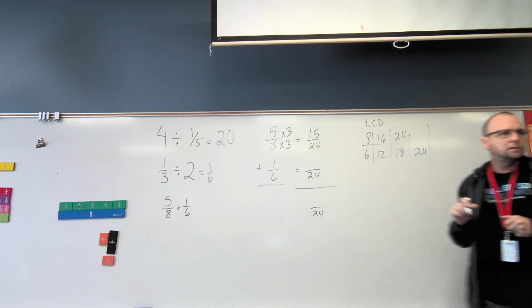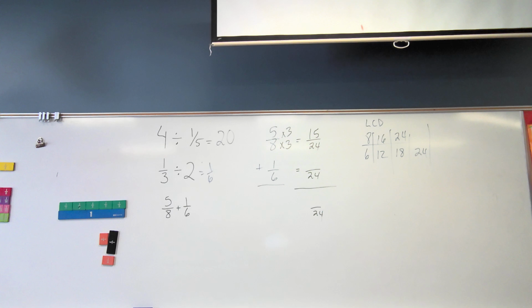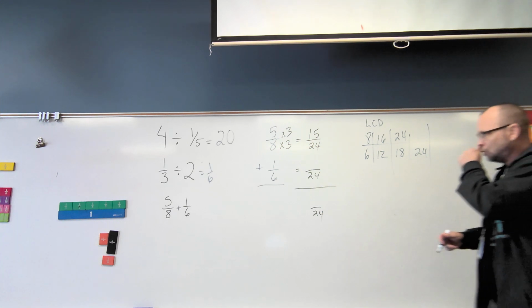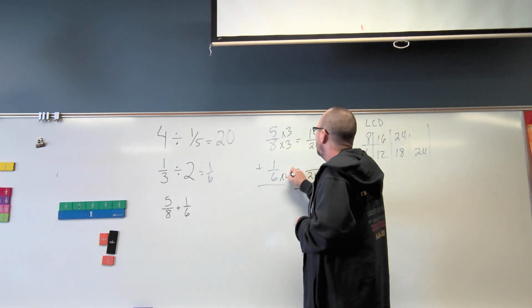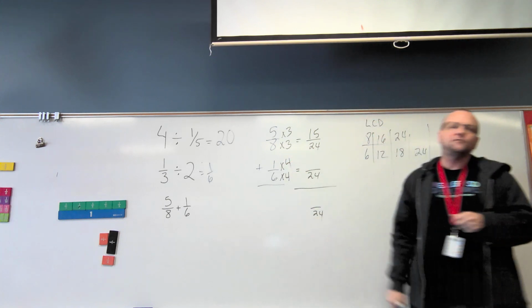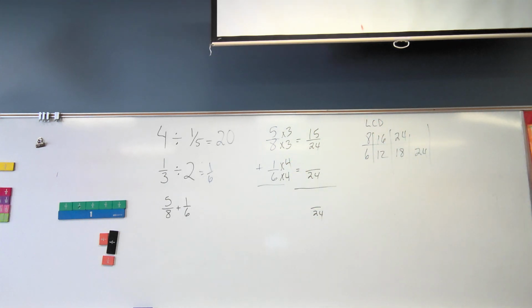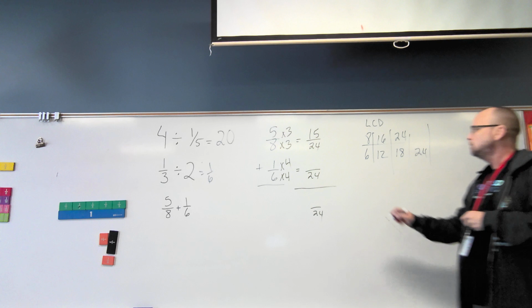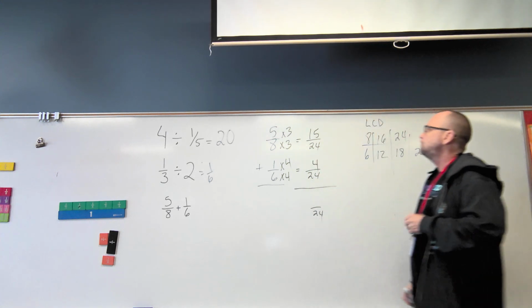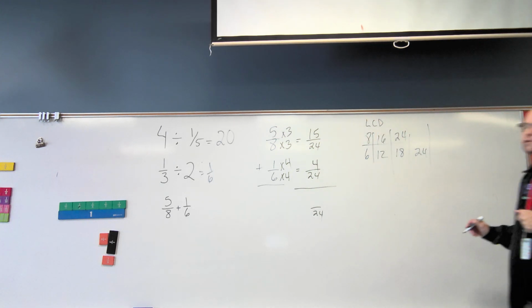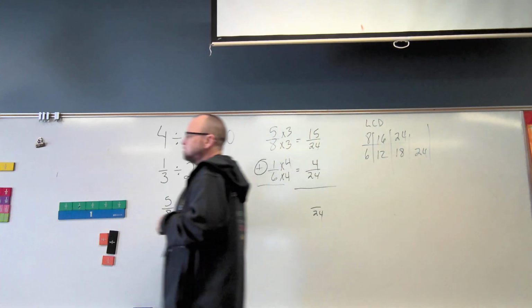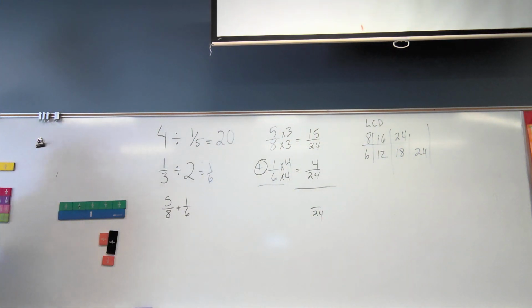And that's my new numerator. What do I multiply 6 by to get 24? 4. If I multiply my denominator by 4, I must also multiply my numerator by 4. And my new numerator is 4. 15/24ths. I always go back and check my sign. Plus 4/24ths equals 19/24ths.